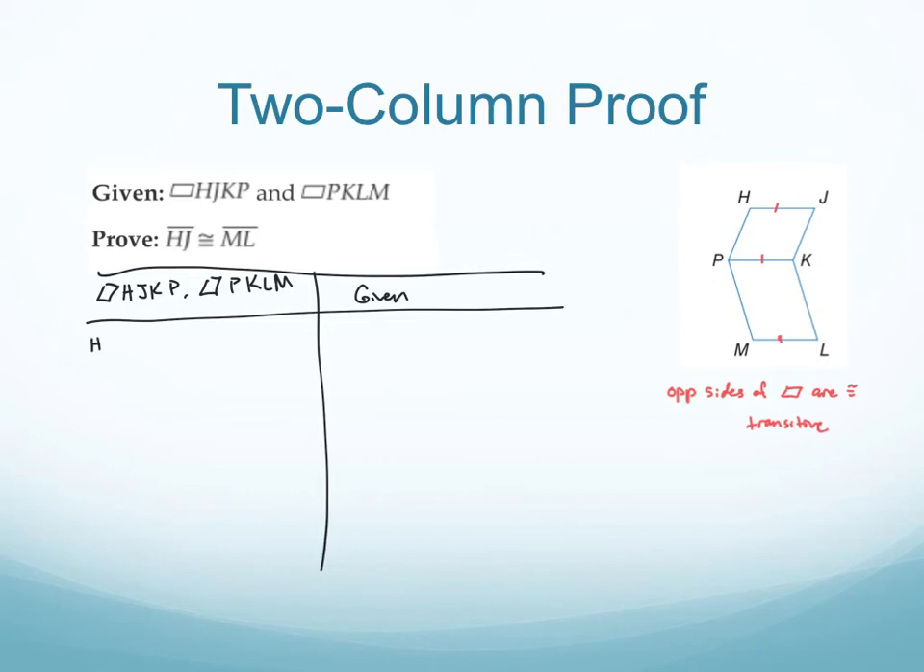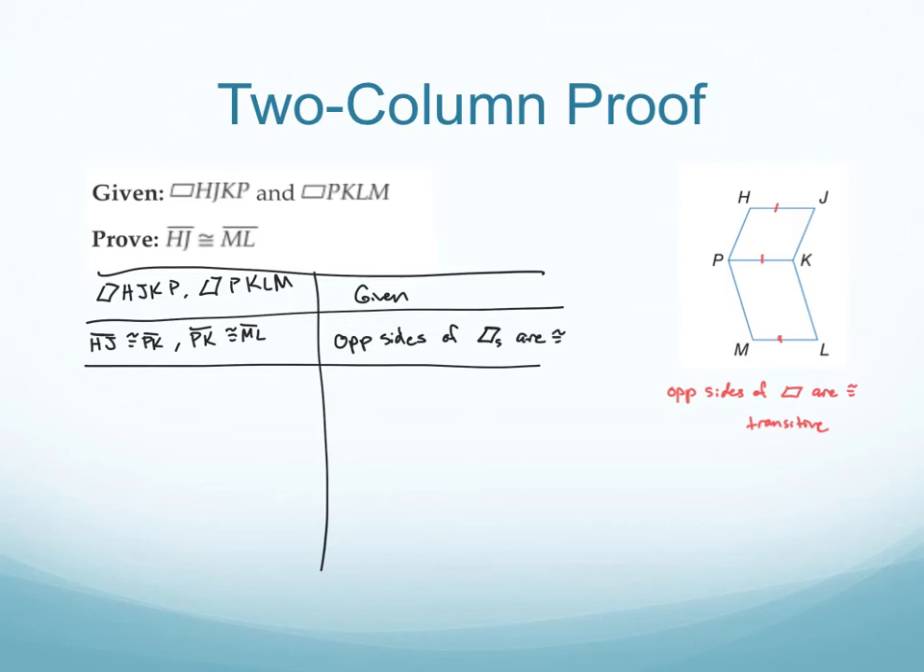Then I have that HJ is congruent to PK, and that PK is congruent to ML. And again, this is because opposite sides of parallelograms are congruent. And then I know that HJ is congruent to ML because of the transitive property. And that's what I'm trying to prove, so we can finish it out.